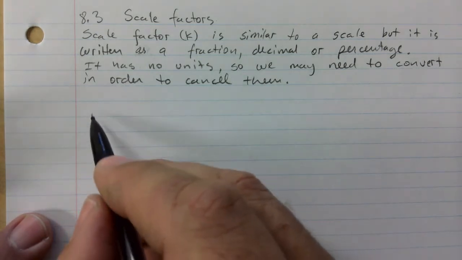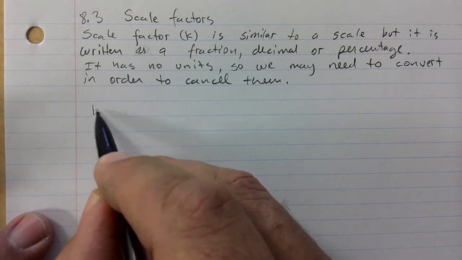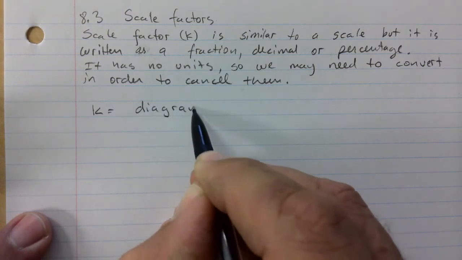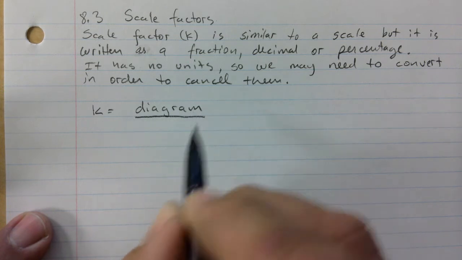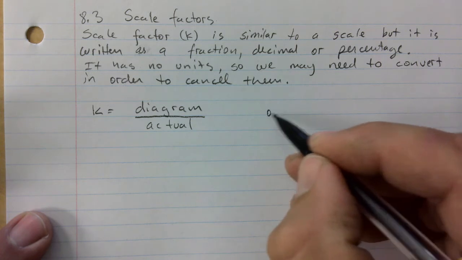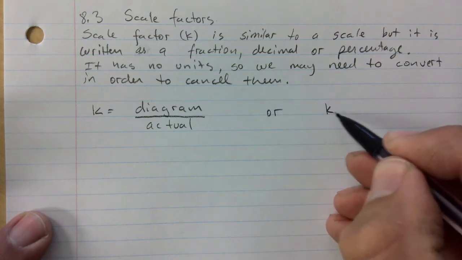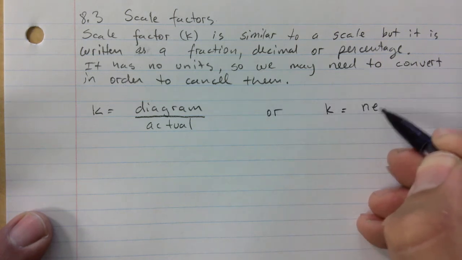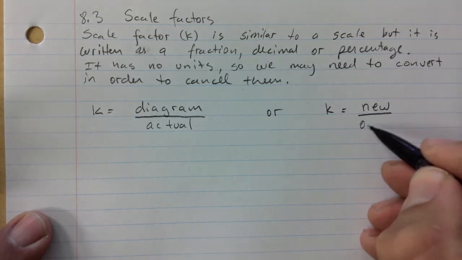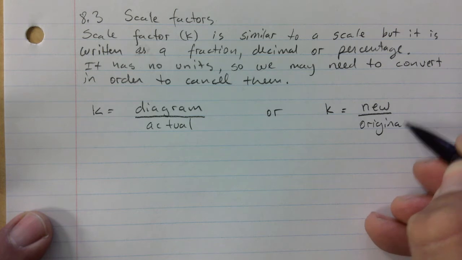So in general, K is equal to diagram over actual, or the scale factor can be determined by just simply taking the measurement of the new and divide it by the measurement of the original.